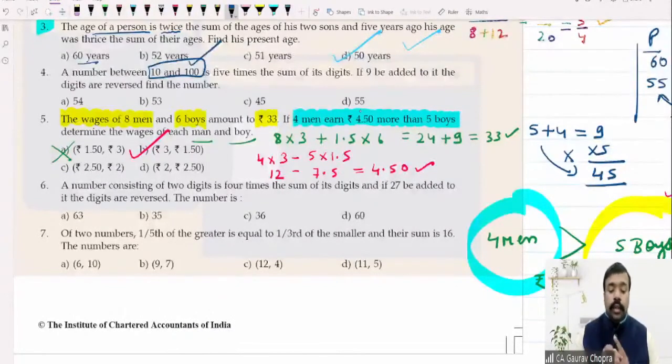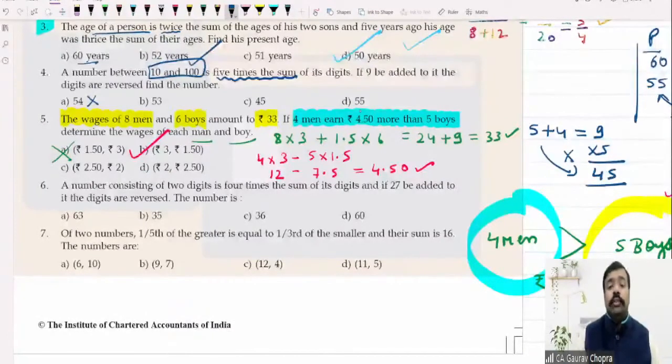Now, the number is 5 times the sum of its digits. Like 5 and 4, 54 is the number. If we add them, 5 plus 4, it becomes 9. And we have to do its 5 times. The question says 5 times of the sum. So 9 into 5 is 45. But here the number is 54. So it is not getting matched.